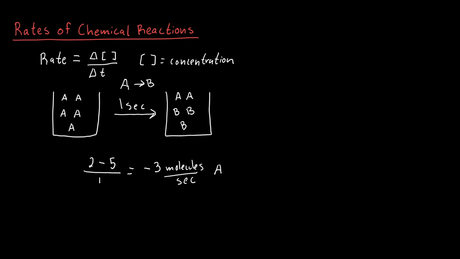For compound B, our final would be 3 molecules, and our initial was 0. So for that 1 second time, 3 minus 0 would be 3 molecules per second for compound B. And this logically makes sense. Since A is our reactant, it should be decreasing, which is where we get the negative sign, whereas B, which is our product that we're forming, is positive. So the rate should be positive since B is increasing.